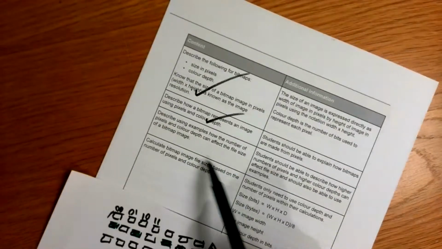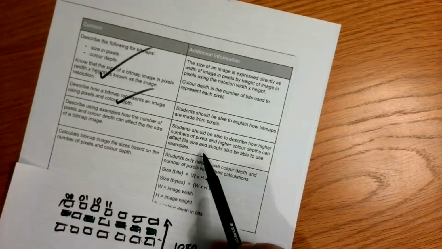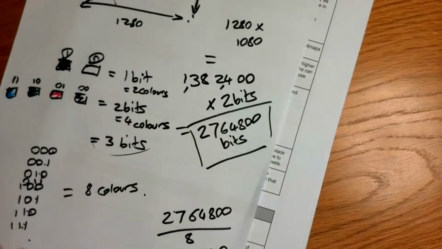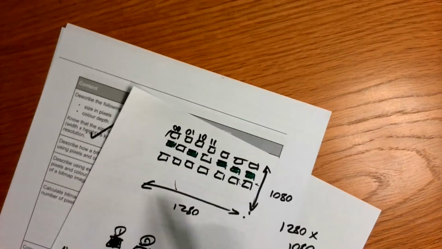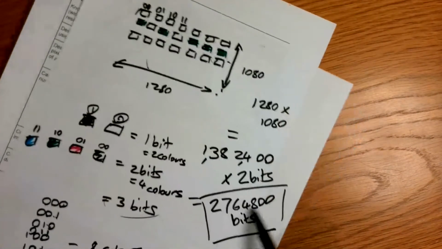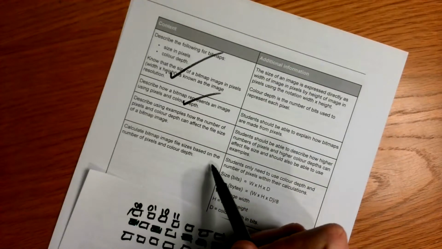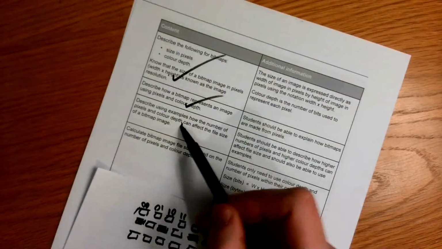Describe using examples how the number of pixels and color depth can affect the file size of a bitmap image. So the more pixels that you have, or the more colors that you have, the higher the file size. Because if you need more bits to represent more colors, that's going to increase it. And if you need more pixels, then that's going to increase it too. And all of these numbers will increase the number of bits you're using, which will increase your file size. So if you increase the amount of pixels and increase the color depth, that is going to increase the file size.